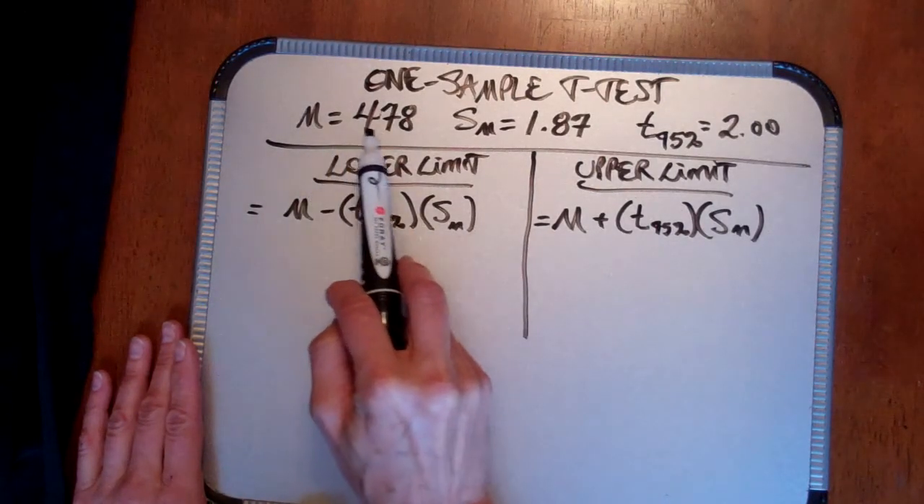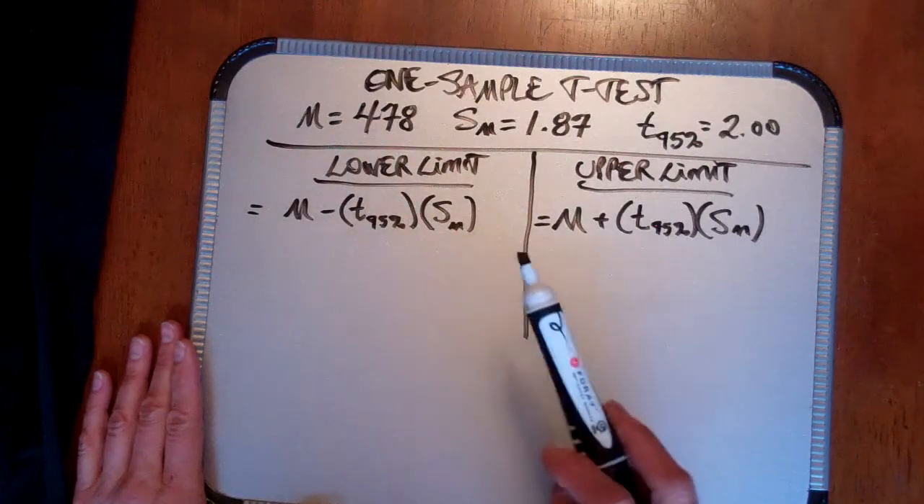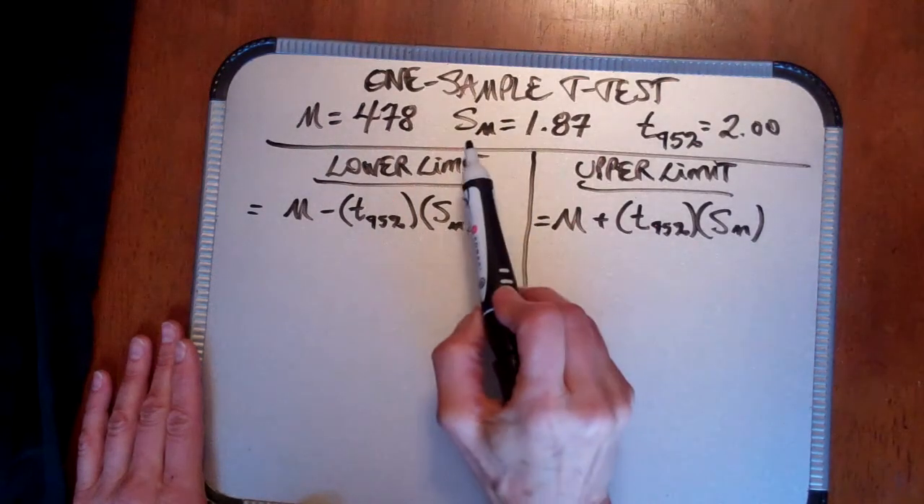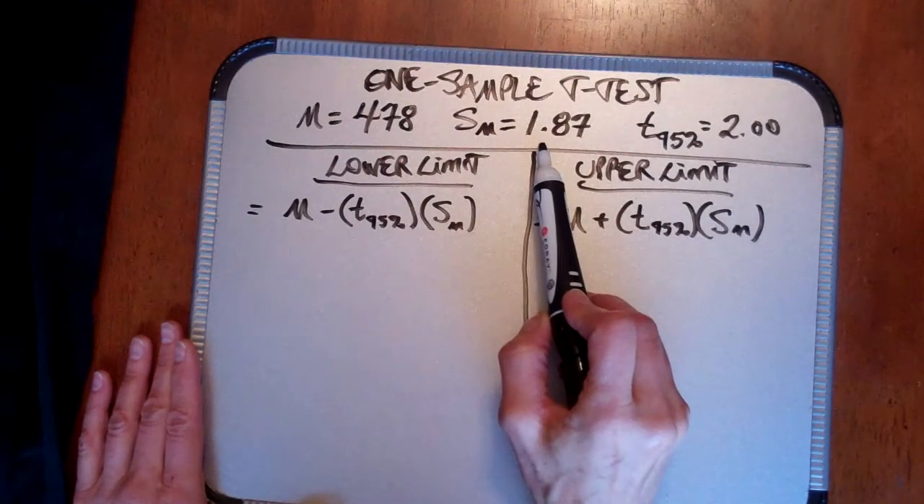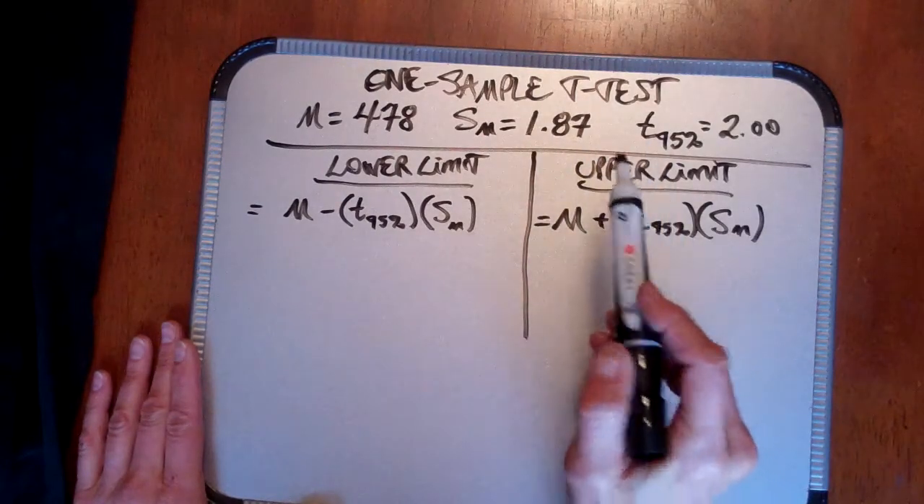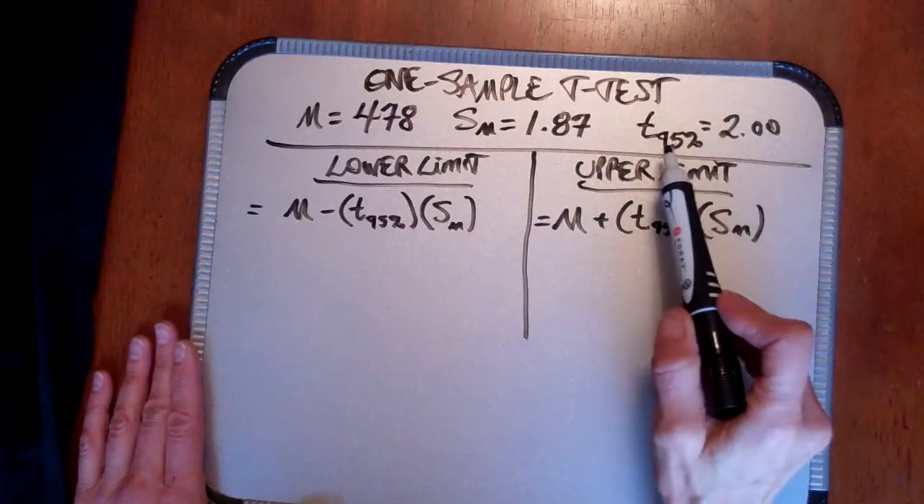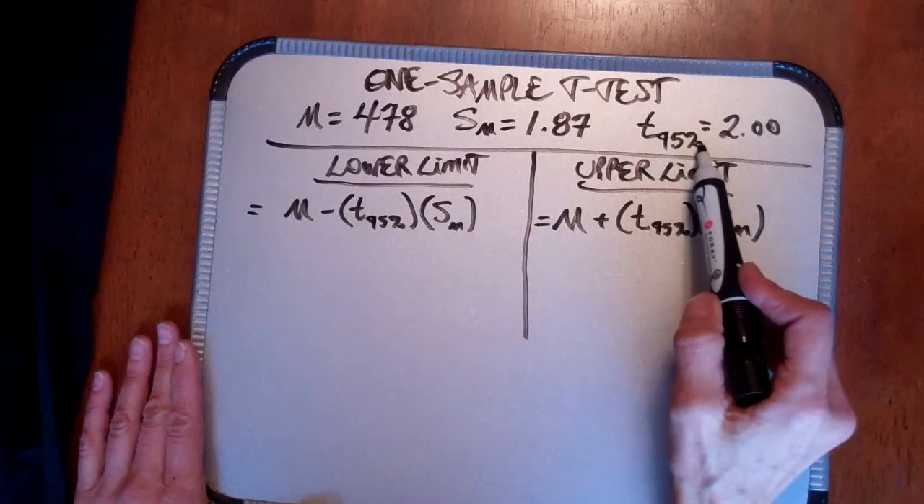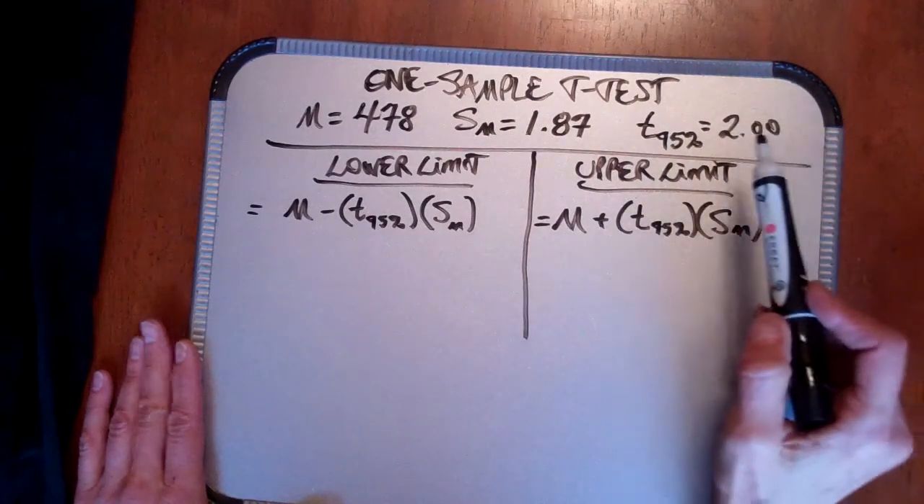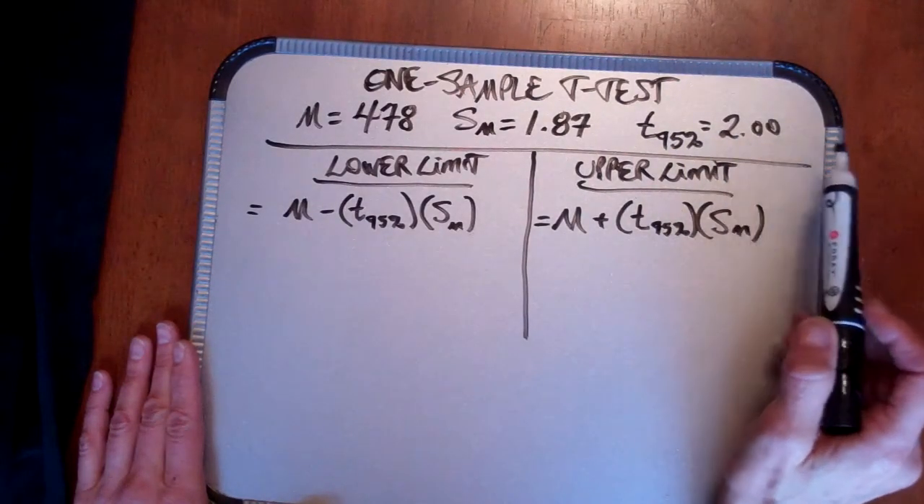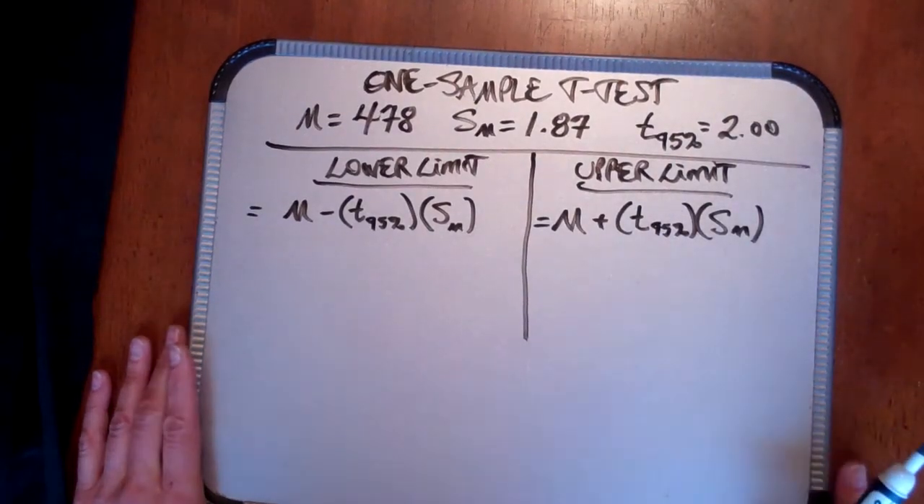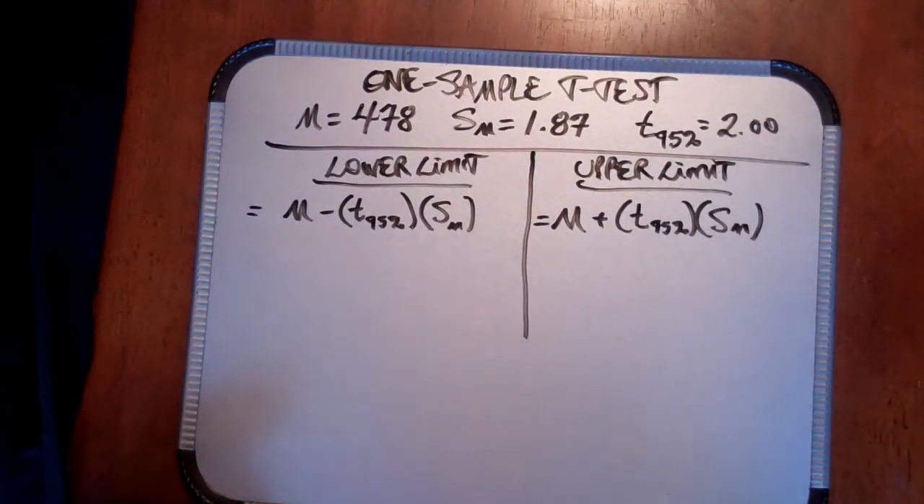Of course, you have the mean of the current sample, that's 478. This is the standard error of the mean that you previously calculated, which is 1.87, and you need your t critical value, the critical value of 95%, which we determined to be 2.00, in order to get your 95% confidence interval.